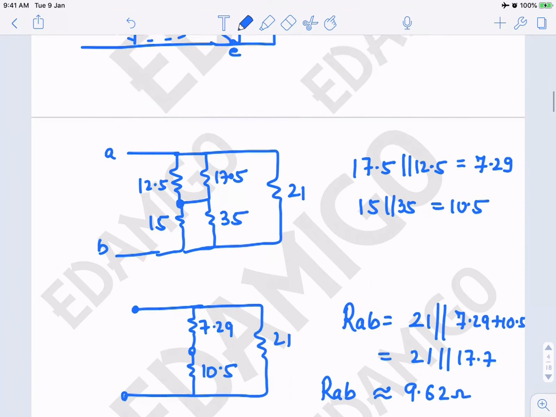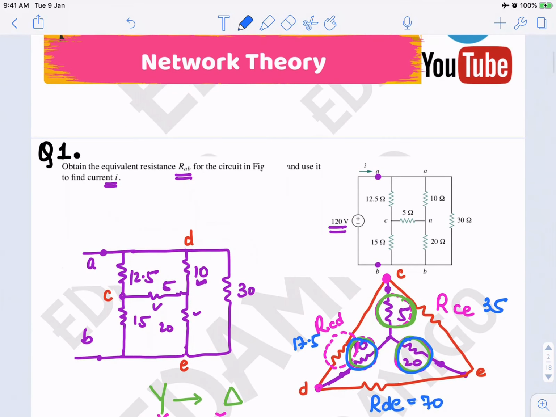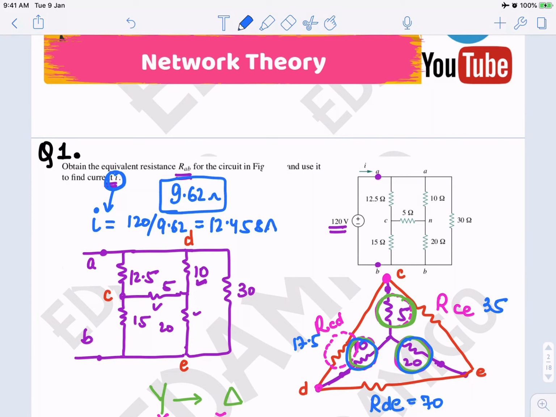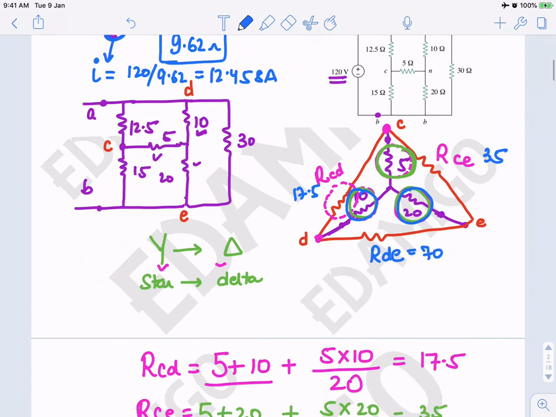Okay, so we have resistance RAB, that is 9.62 ohms. Now we have to find the current I. So current I is equal to 120 divided by 9.62, that will come out to be 12.458 amperes. Okay, so this is the solution to this question.